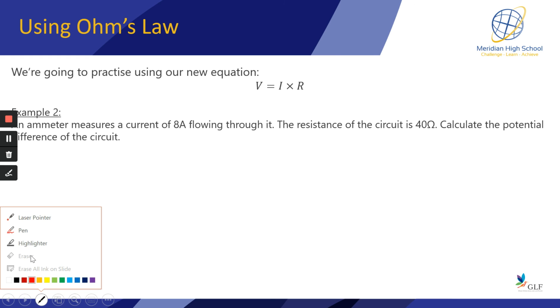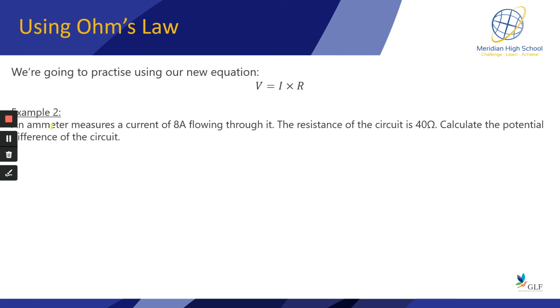Right, so again, we're just going to start off by highlighting the important information. An ammeter measures a current of 8 amps flowing through it. The resistance of the circuit is 40 ohms. This is why it's very important to read it, because you might misread it. Calculate the potential difference of the circuit. So it's very important for us to highlight it, because that means we'll be less likely to misread it.